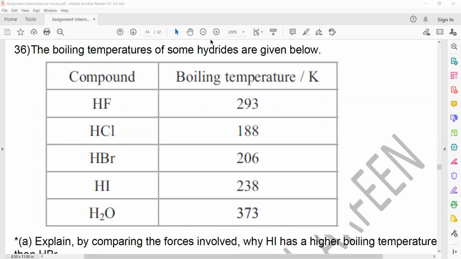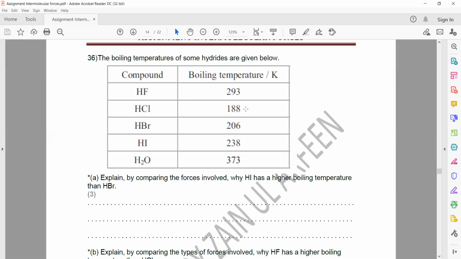In question 36, the boiling temperatures of some hydrides are given below: HF, HCl, HBr, HI, and H2O. Explain by comparing the forces involved why HI has a higher boiling temperature than HBr. They have permanent dipoles, but the major forces, the London dispersion forces for HI, are greater.